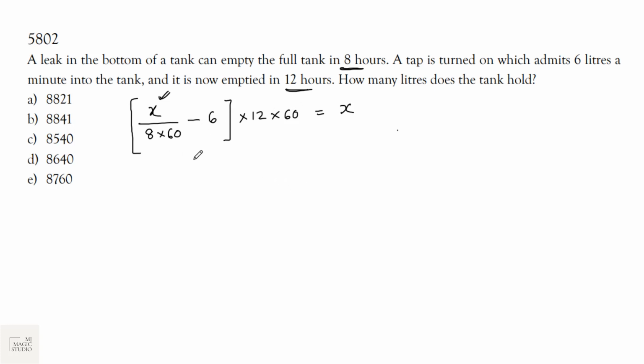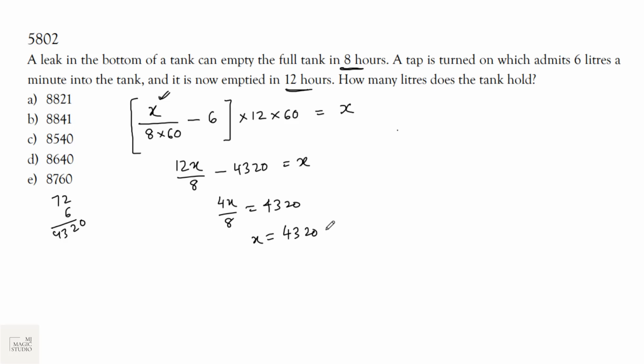Okay, so 12x by 8 minus 72 into 6, that is 4320, equals x. 12x by 8 minus x is 4x by 8, which equals 4320. x equals 4320 into 2, that is 8640. That is the capacity of the tank. 8640 liters, option D.